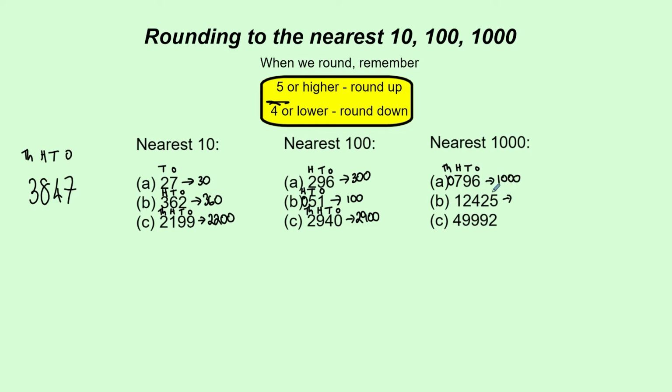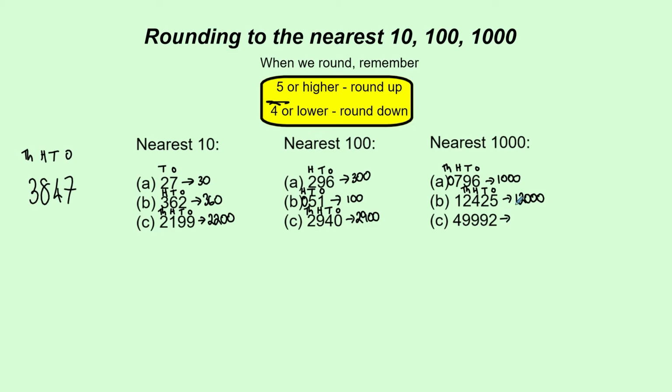Next number, same idea, our ones, our tens, our hundreds, our thousands, and then we've got 10,000s here as well, but we don't need to focus on that just now. We are looking at 12,425. Now if we're going to the nearest thousand, we're saying, is it closer to 12,000 or is it closer to 13,000? And if we look at the hundreds number, it's a 4, which means we round down. It's going to be closer to 12,000, to the nearest thousand.